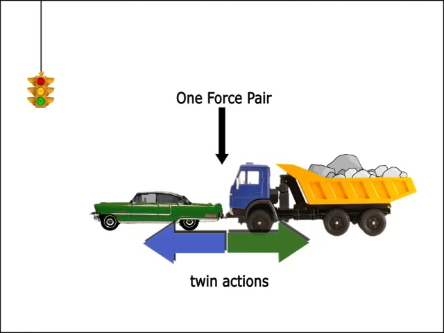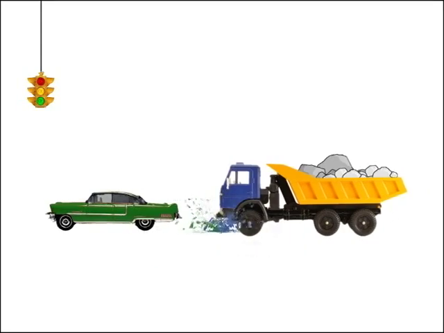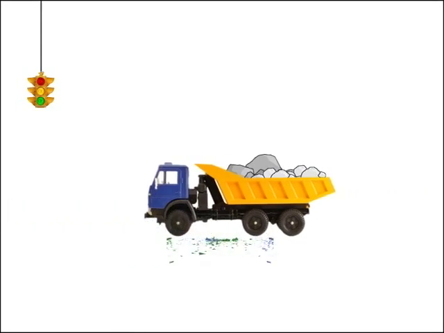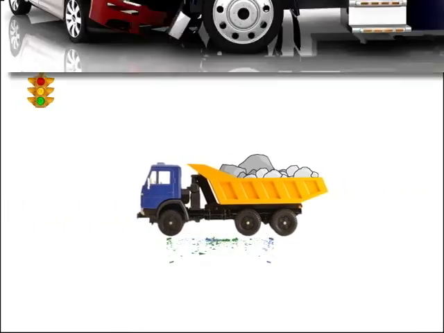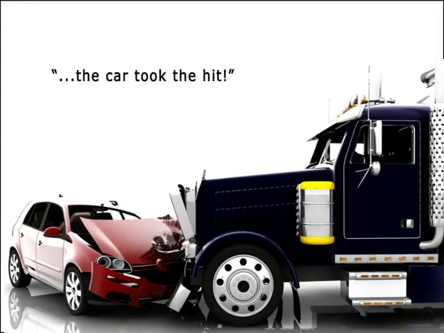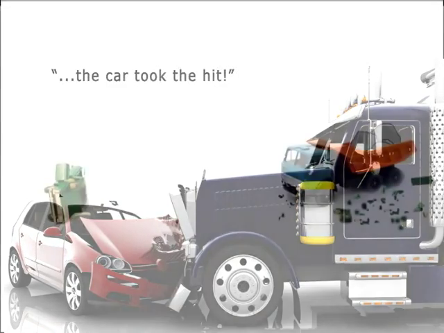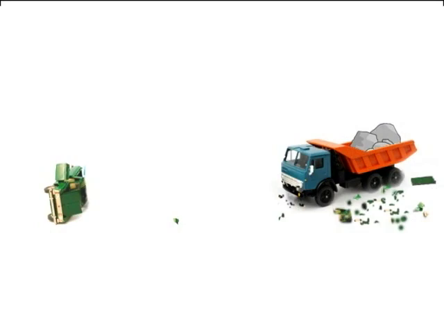But the truck is more massive, it has way more lazy inertia, and so it accelerates less with a given force. In the accident, we say, the car took the hit, meaning it accelerated much more, causing more damage. Remember, in physics, any change in velocity, speed, or direction is a form of acceleration even when you are slowing down.